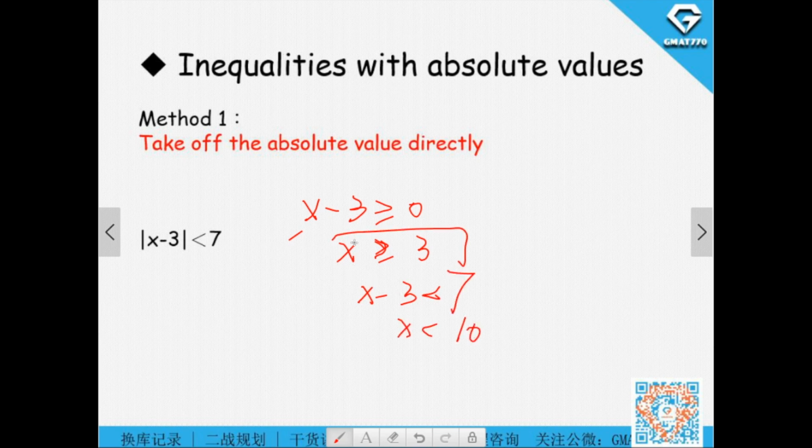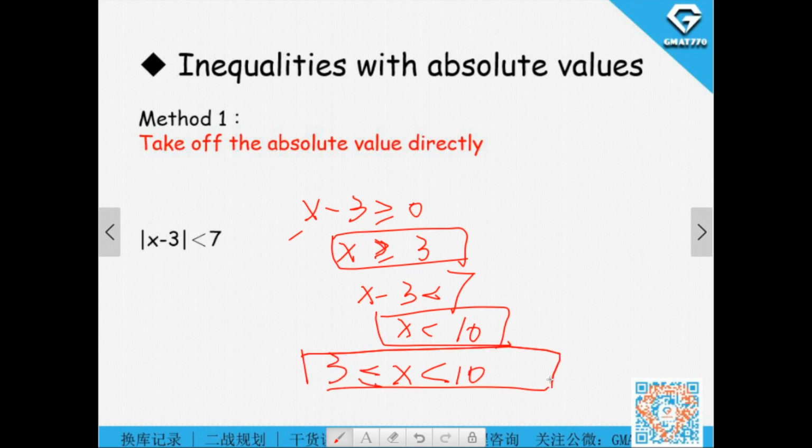And then you combine these two ranges together to get the range of value of x when x is no less than 3. So you have x is less than 10 and is no less than 3. And what about if the part within the absolute value mark is negative, which means that if x minus 3 is less than 0, x is less than 3.